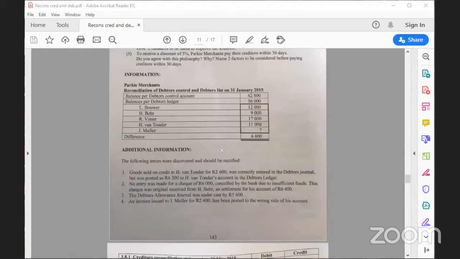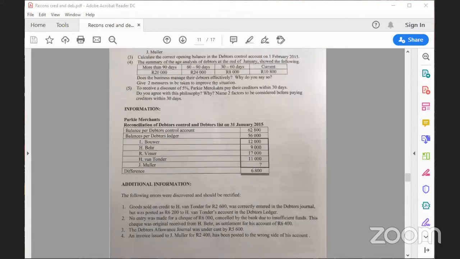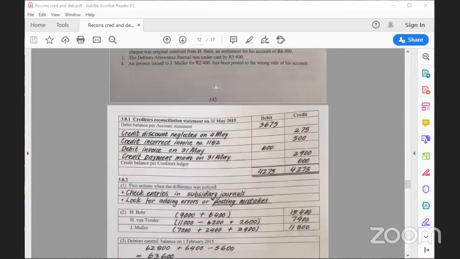Then having a look at our age analysis, we had to say, does the business manage their debtors effectively? Why so, or why not? Now there's big amounts outstanding, so I can immediately tell no. What I need to look at is how much money is being owed to me from 3 months ago. So that's a big amount. So no, debtors are not being managed effectively. So give 2 reasons to tell me why you say that.